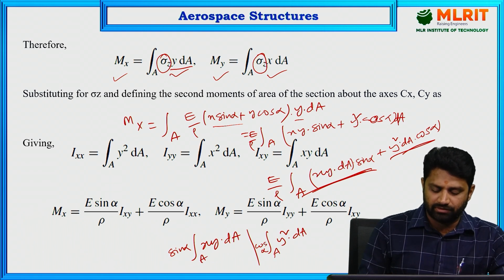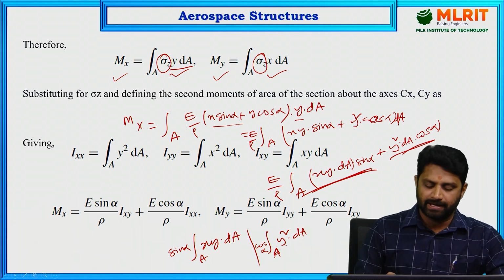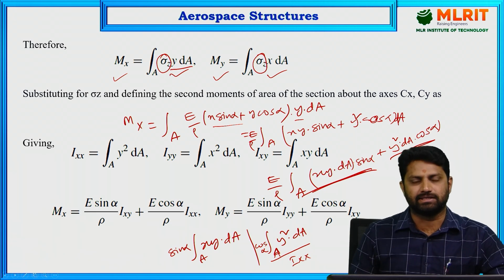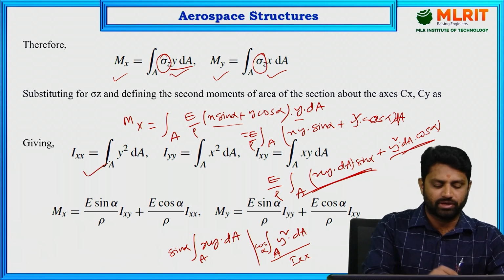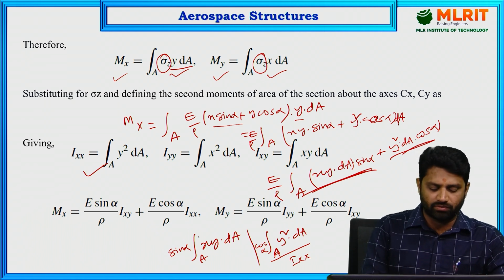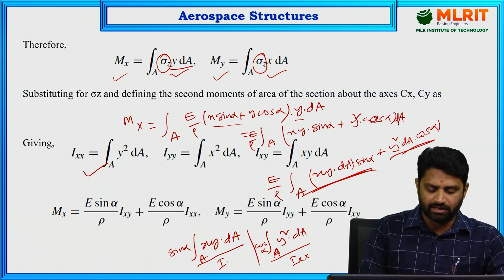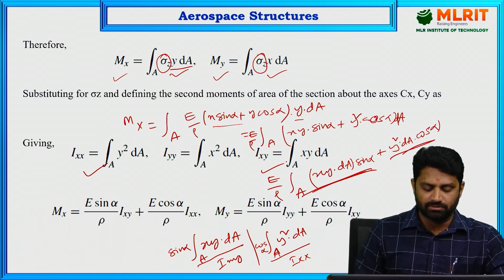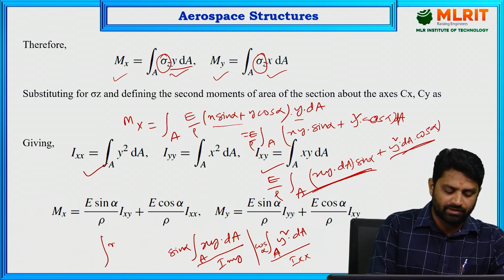And from the definition of the moment of inertia, integral y square dA can be written as the moment of inertia about the x-axis, that is Ixx, which is shown here. Similarly, the product of inertia, that is integral xy dA over the area, you can write as Ixy. Similarly, another one is integral x square dA over the area, and this you can write as Iyy.